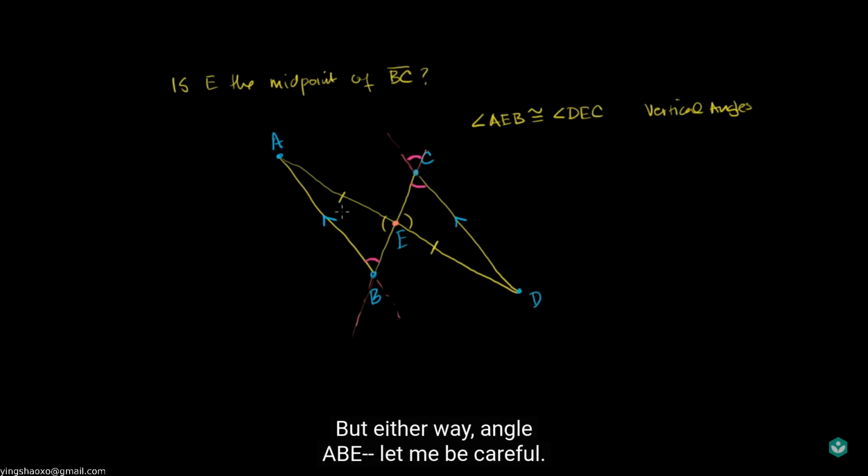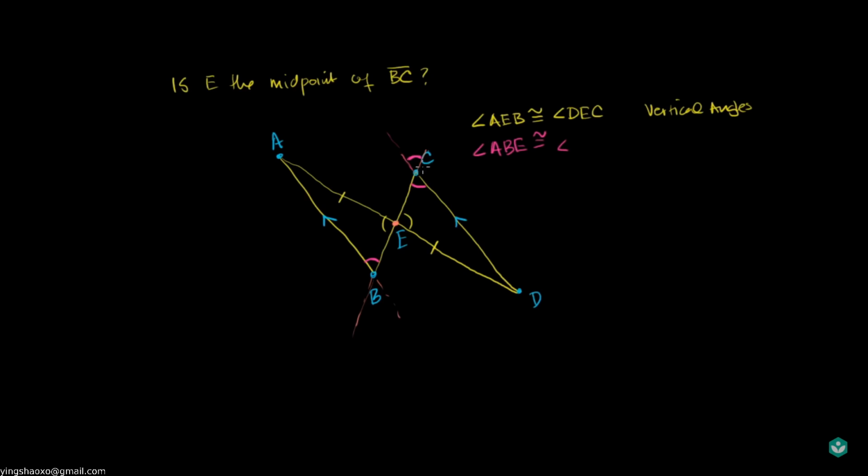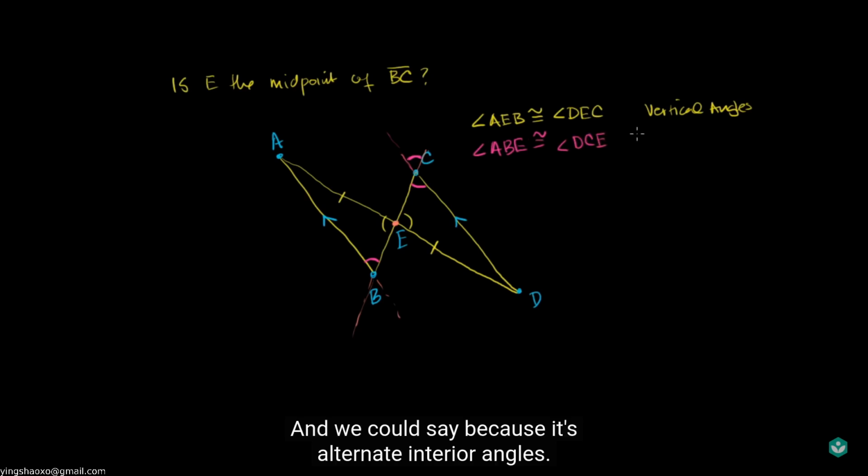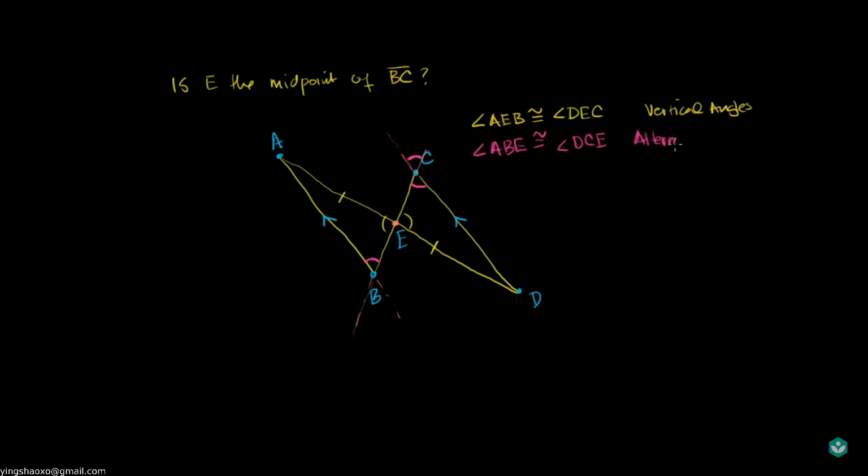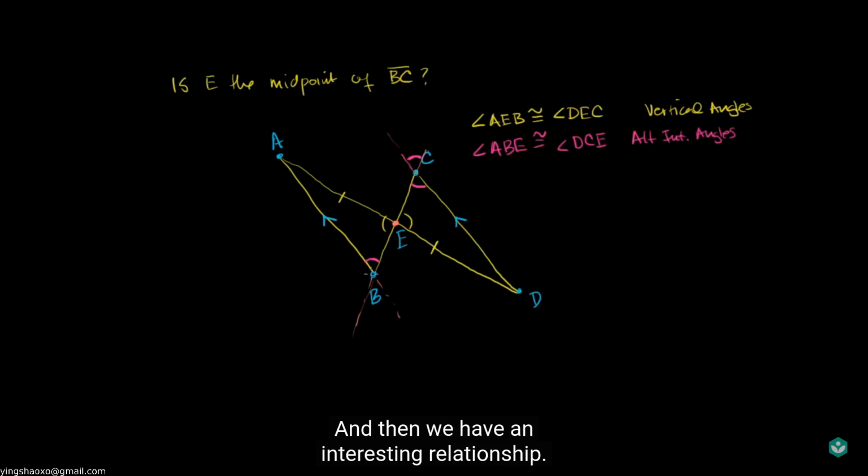If you were to continue this line off a little bit, these are the corresponding angles, and then this one is vertical. But either way, angle ABE, let me be careful, angle ABE is going to be congruent to angle DCE. It's congruent to angle DCE. And we could say that because they are alternate interior angles. I'll just write a little code here: alt interior angles.